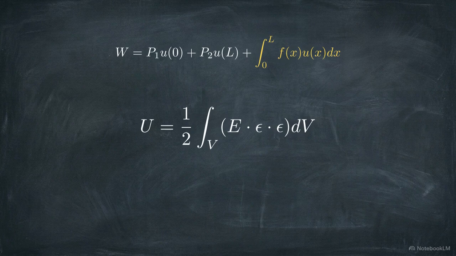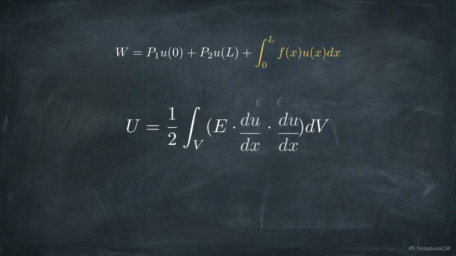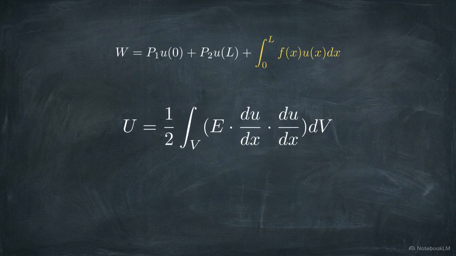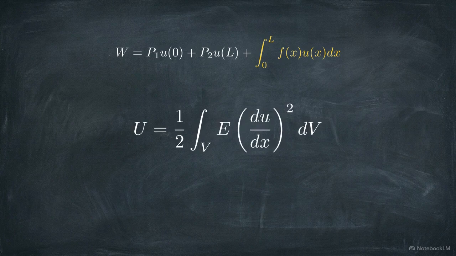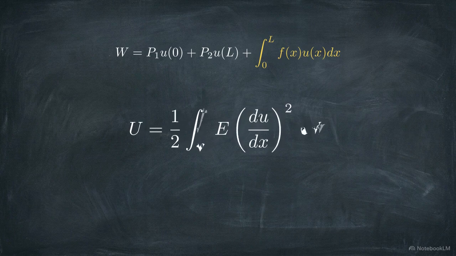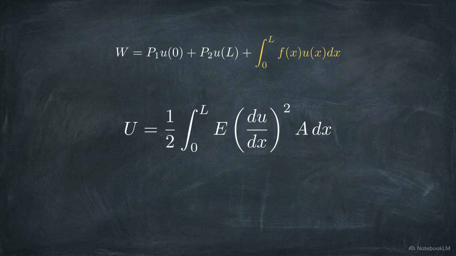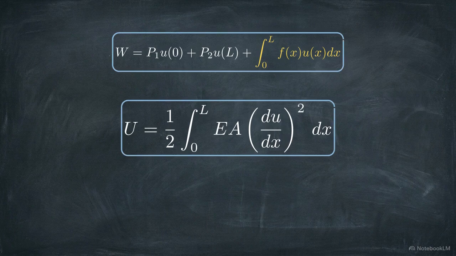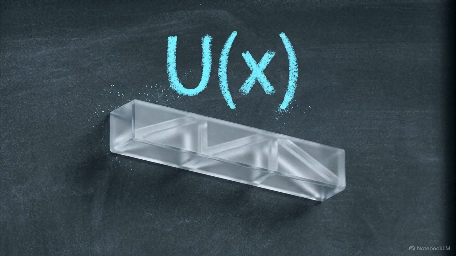Using Hooke's law for linear materials, we replace the stress term with the modulus of elasticity multiplied by the strain. Because strain is the rate of change of deflection with respect to x, we substitute the strain terms with the spatial derivative of u, resulting in this squared derivative. If we assume the deflection is constant across any cross-section, we can perform the integration over the area and reduce the volume integral to a one-dimensional integral over the length. The total energy state of the system is now expressed entirely as a functional of the deflection variable.